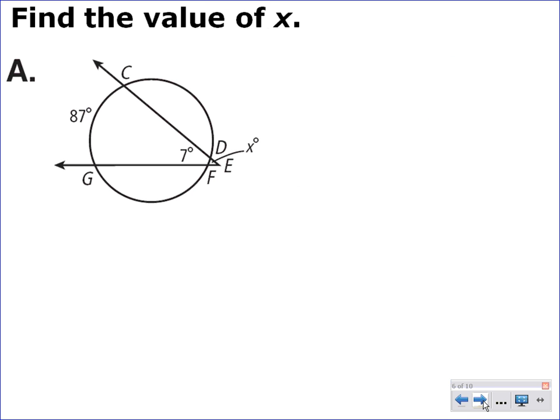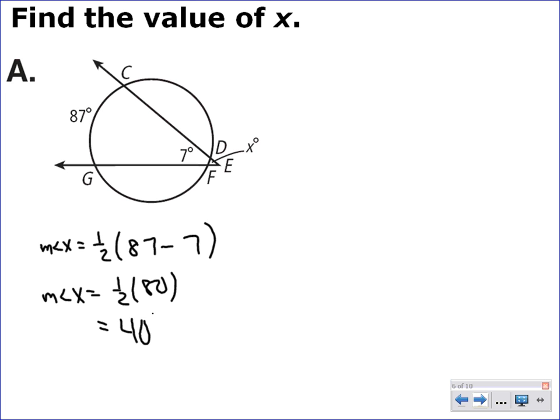Okay, this one here. Oh, look, it's outside the circle. So if it's outside the circle, it's 1/2 the difference of the intercepted arcs. So the measure of angle X is 1/2 the difference, so 1/2 of 80. The measure of angle X is 40 degrees.